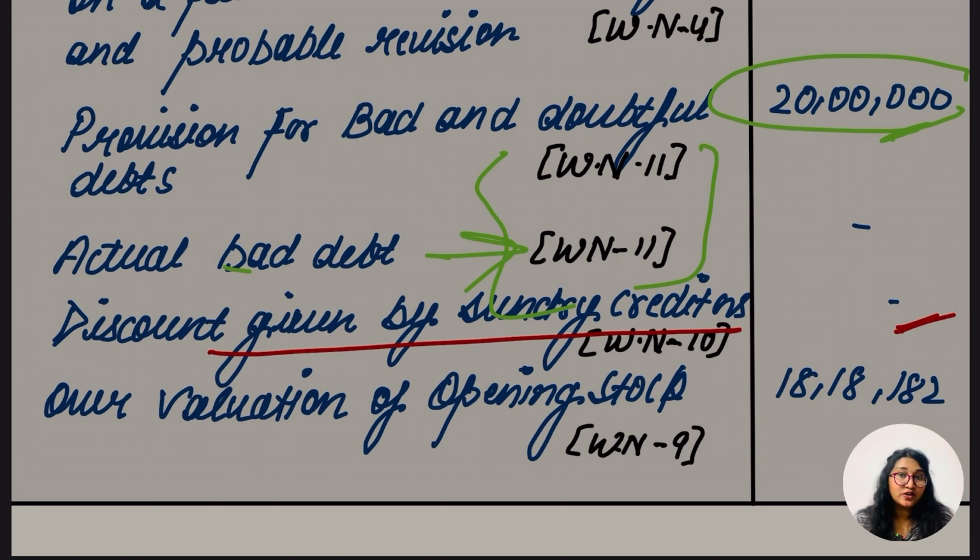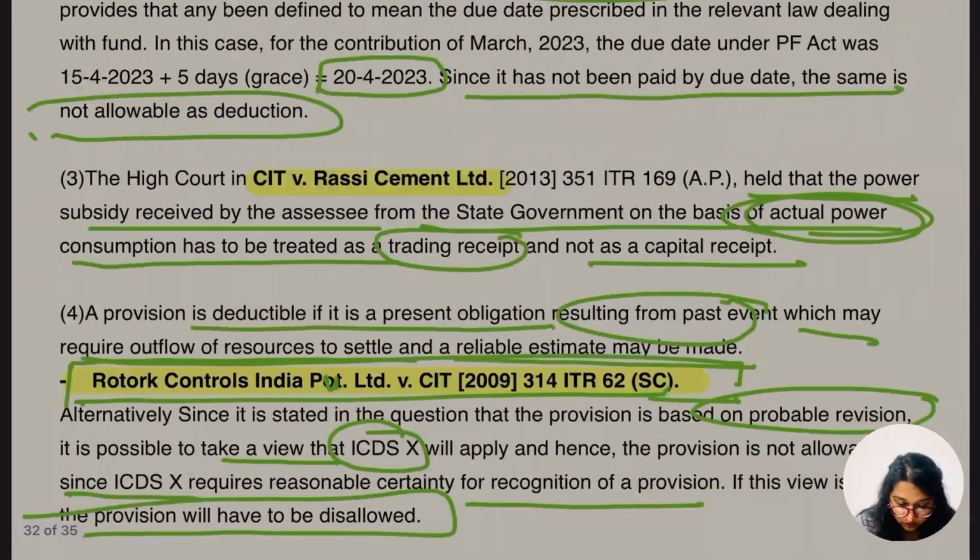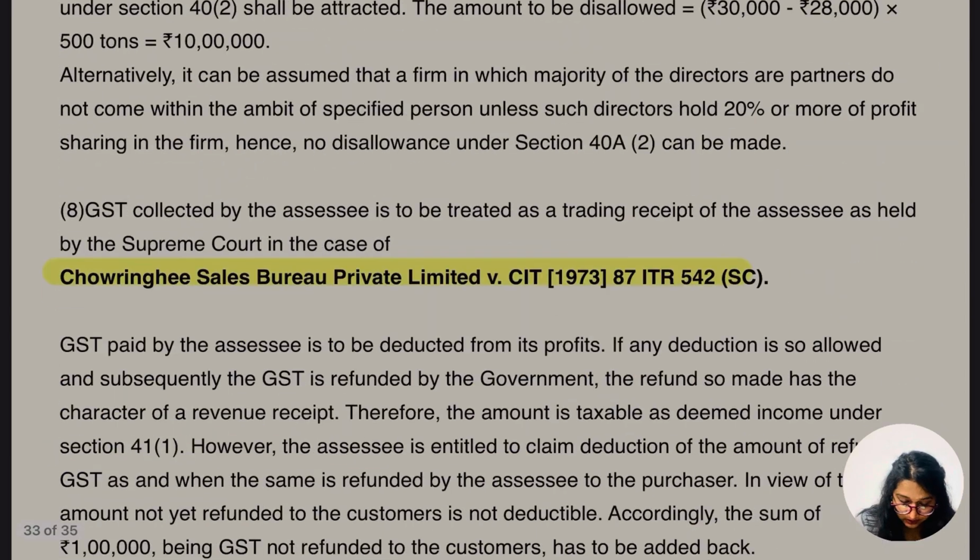In this particular question both opening and closing stock were overvalued, but in the June attempt question, one stock was overvalued and the other was undervalued. When both of them are overvalued or both are undervalued, only in that case we take the difference, otherwise no. So don't be confused. Now let's see how working note number 9 has been calculated.